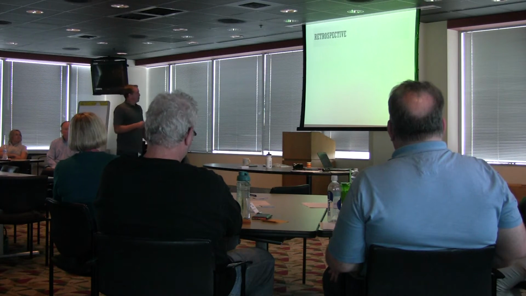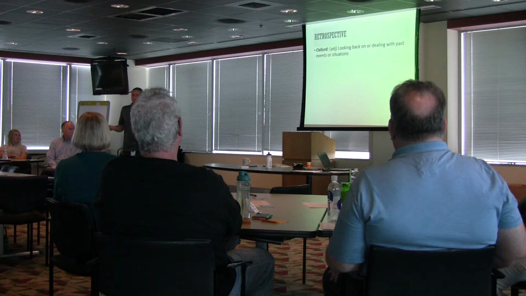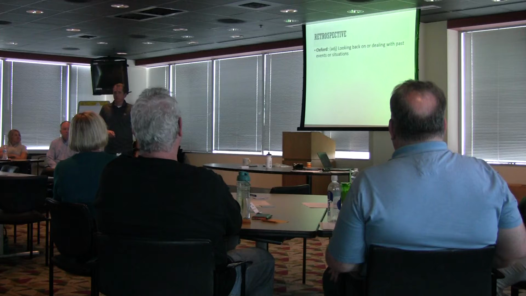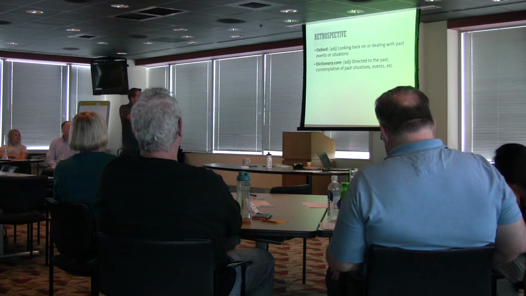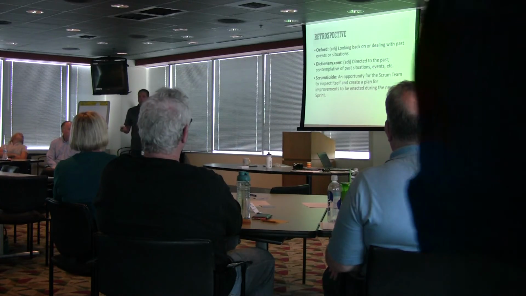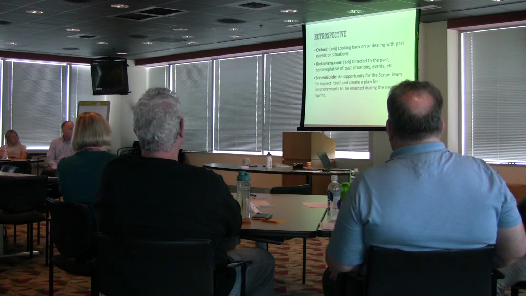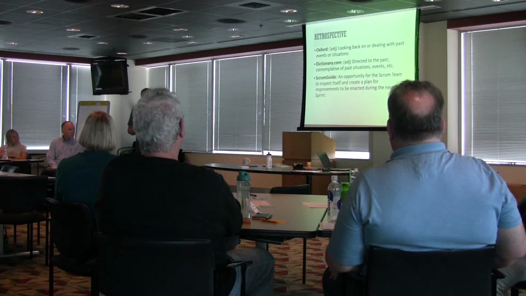So moving on to, we like definitions apparently, so I'll give you a few definitions. From Oxford, looking back on or dealing with past events or situations. It's kind of what we do in a retrospective, to look back. Dictionary.com, directed to the past, contemplative of past situations. Scrum Guide, I'll talk about the Scrum Guide. An opportunity for the Scrum team, so this is specific to Scrum, to inspect itself and create a plan for improvements to be enacted during the next sprint. So again, inspect itself and create a plan, right? And that plan is to be enacted on the next sprint.